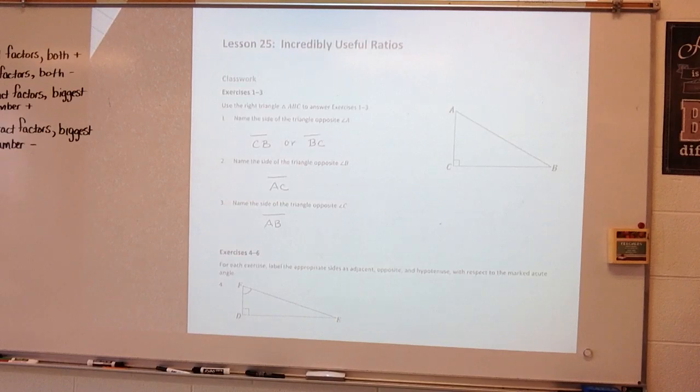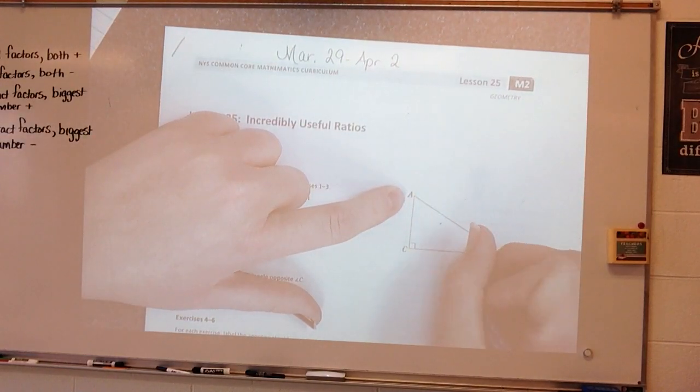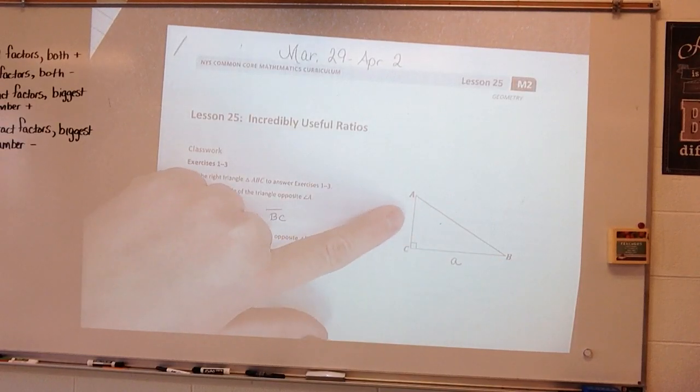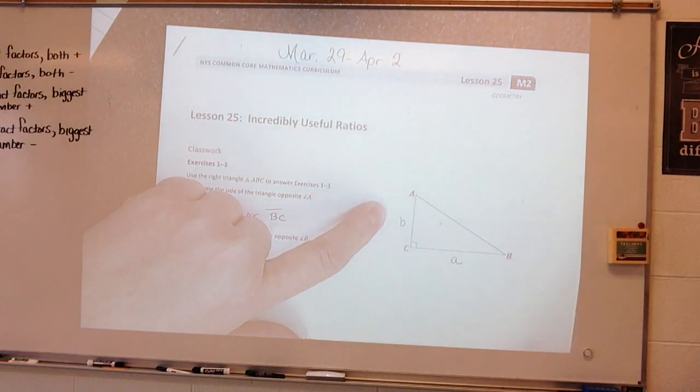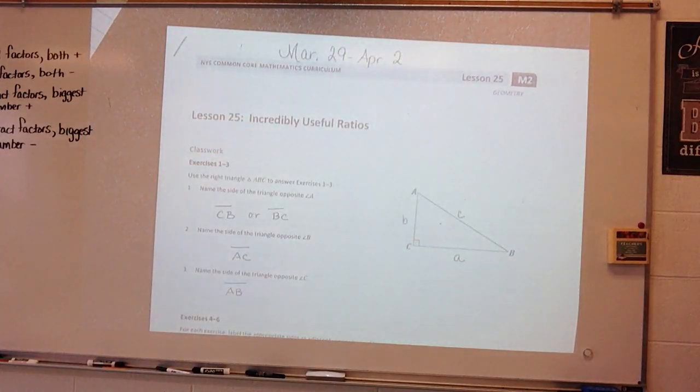Another common way of labeling the sides of a triangle is to make use of the relationship between the vertex and the side opposite. And so we could use lowercase letters. The side opposite of angle A would be lowercase a. The side opposite of angle B would be lowercase b. And the side opposite of C would be lowercase c. It is the lowercase of each vertex.